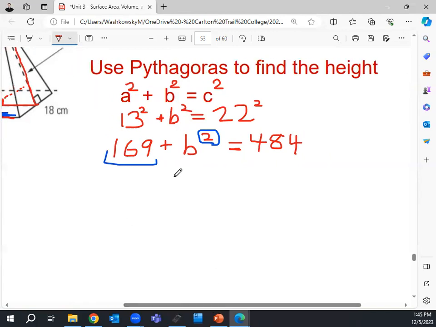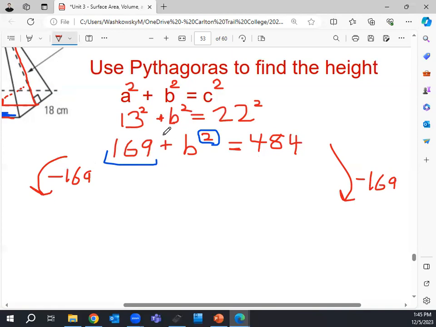So the opposite way, addition, subtraction, whatever's at the end of that, I need to get rid of this 169 and this plus first. So what's the opposite of adding 169? Just taking it away. So all I'm going to do is take it away from both sides.